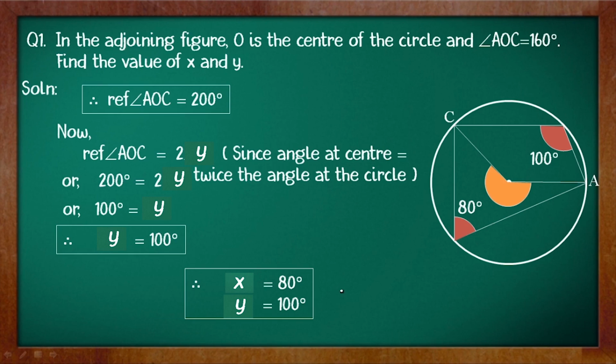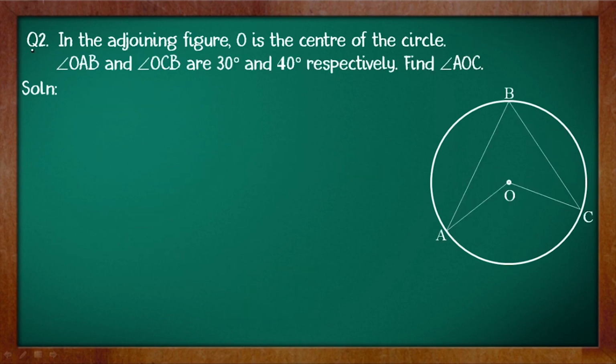So let us see one more question. In this question, it is given that in the adjoining figure, O is the center of the circle, angles OAB and OCB are 30 degrees and 40 degrees respectively, and we need to find the value of angle AOC.